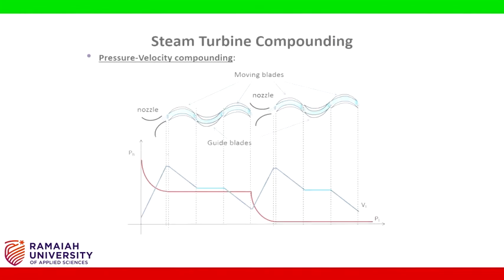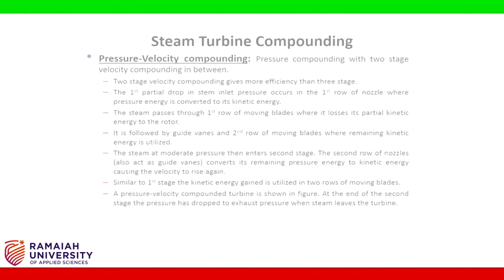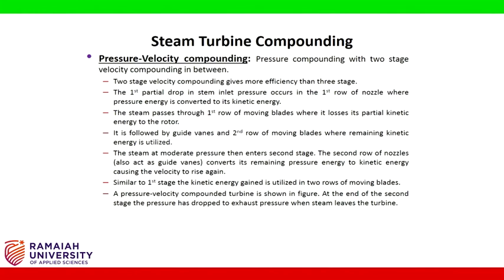turbine. Pressure velocity compounding. Pressure compounding with two-stage velocity compounding in between. Two-stage velocity compounding gives more efficiency than three-stage. The first partial drop in steam inlet pressure occurs in the first row of nozzles, where pressure energy is converted to kinetic energy. The steam passes through the first row of moving blades, where it loses its partial kinetic energy to the rotor. It is followed by guide vanes and a second row of moving blades, where the remaining kinetic energy is utilized. The steam at moderate pressure then enters the second stage.